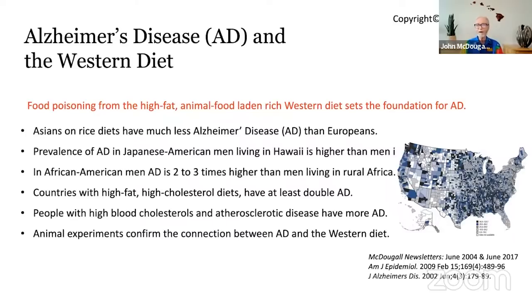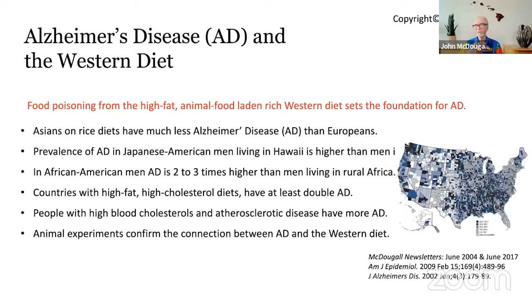The same thing with Africa. You find that in the United States, Black people have 2 to 3 times the risk of having Alzheimer's disease compared to, say, Black people who live in rural or even modern Africa. People with high cholesterol levels, people with atherosclerosis, in other words, who have a history of heart attacks and strokes, have a higher incidence of Alzheimer's disease. And there are animal experiments that confirm the relationship between Alzheimer's and the Western diet. In fact, there's even research that says if you would put people on statins, they would benefit as far as their Alzheimer's disease is concerned.